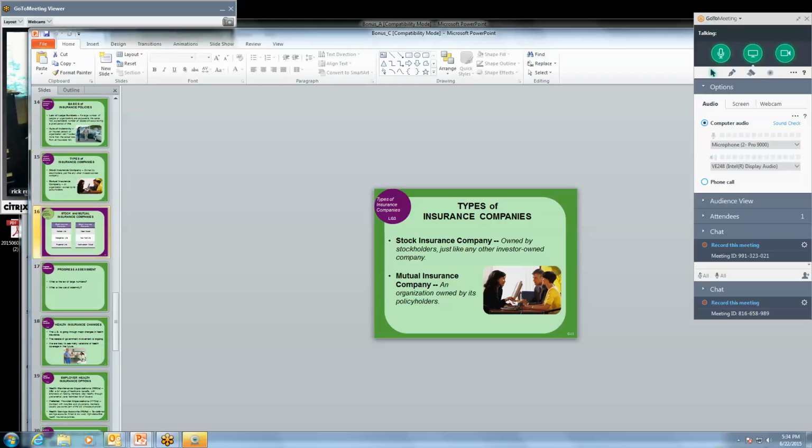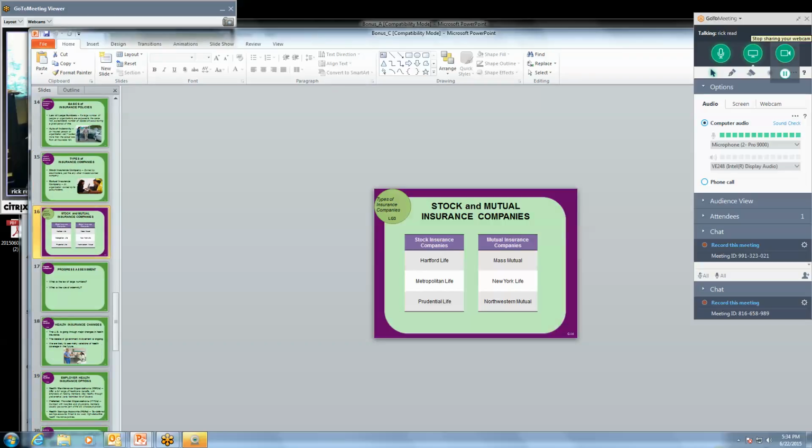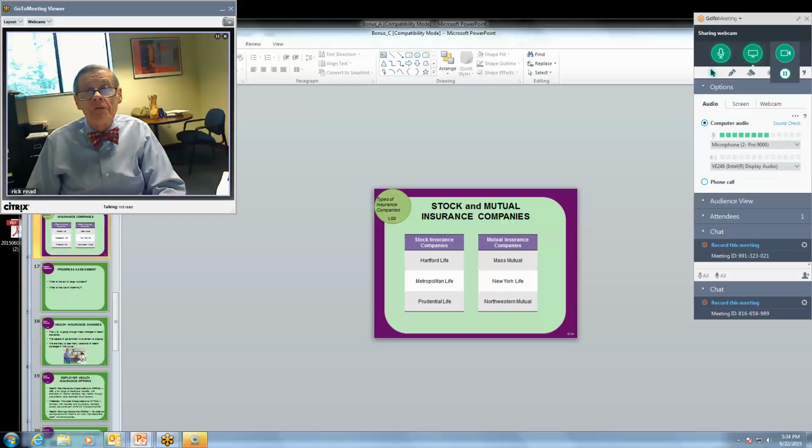This just gives you the difference between some major companies that you know. For instance, Metropolitan Life, we see the blimp with Snoopy on it, is a stock company. Mass Mutual, New York Life, and Northwestern Mutual are mutual insurance companies.